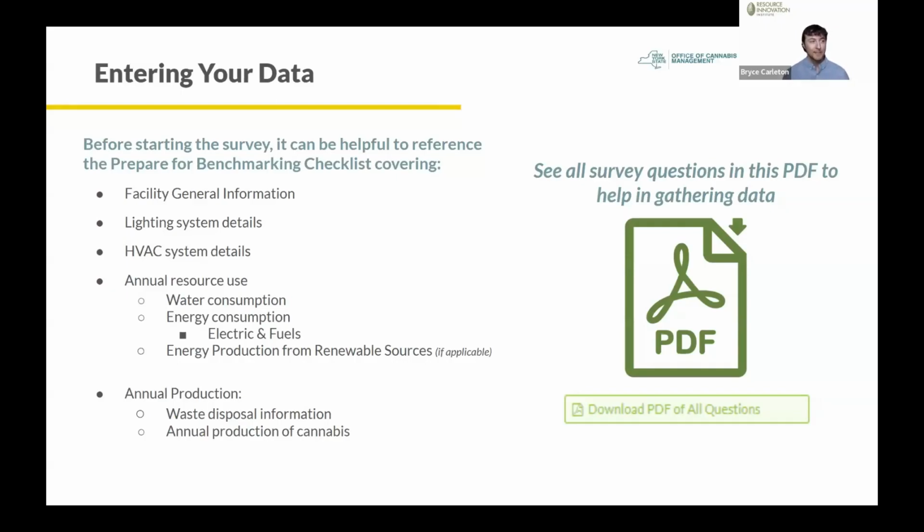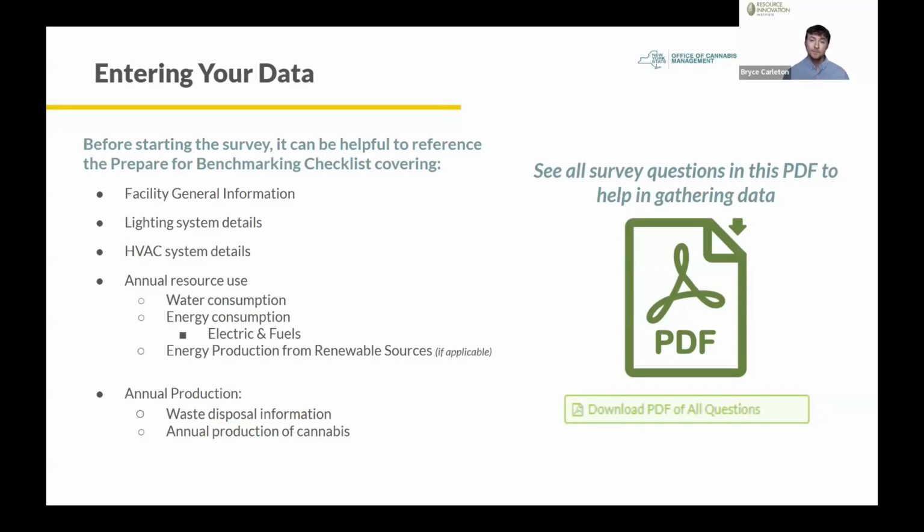So you can see some of the categories here. Facility information. Facility information covers a decent amount of data, but essentially that's where you'll be inputting whether you're growing in a greenhouse, an outdoor, or indoor facility, your flowering canopy area, maybe the utility you have, general information like that, just to build a base of your record.